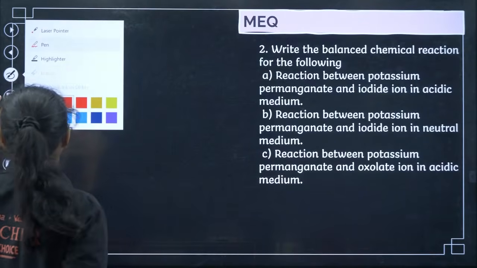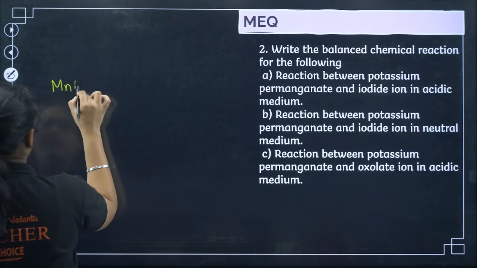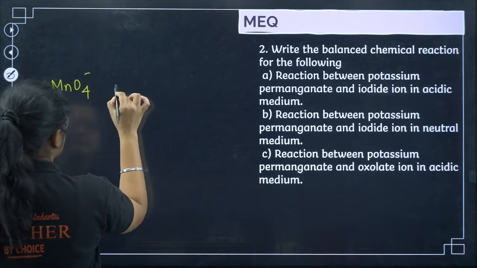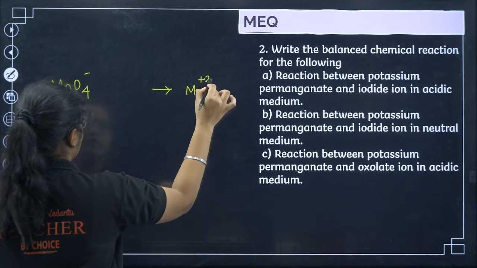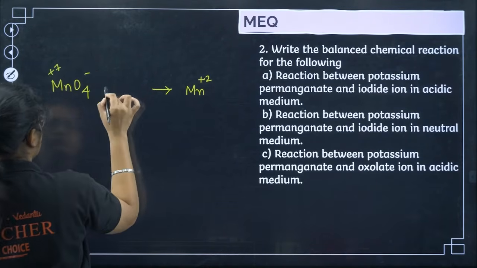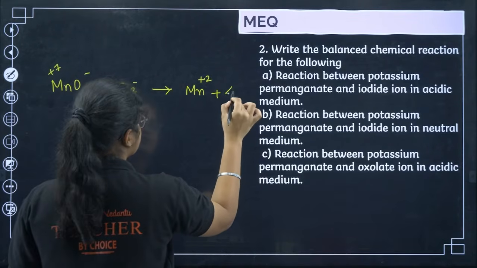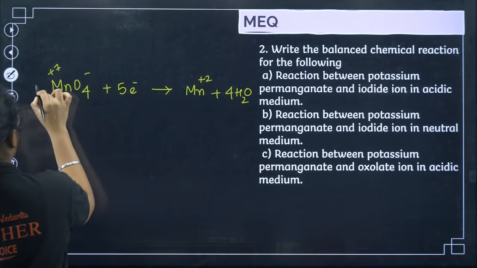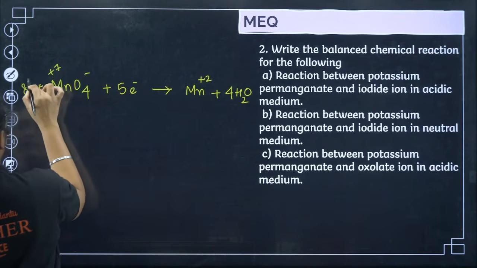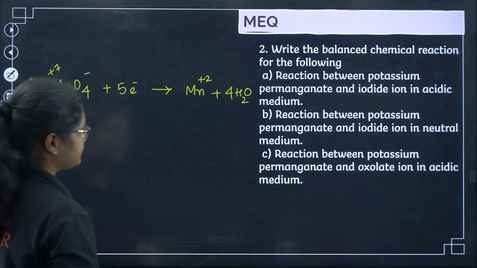So this is again important. How will you first balance potassium permanganate? MnO4 minus in acidic medium, we know that it gets converted to Mn2 plus, right? So plus 7 to plus 2, we have 5 electrons. Now there will be 4 oxygen, so I need 4 water molecules, and since there are 8 hydrogen, I'll get 8H plus.